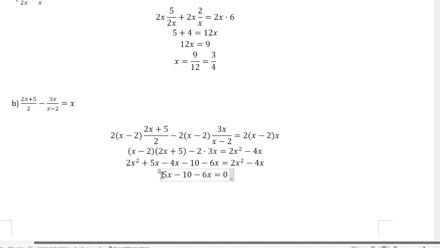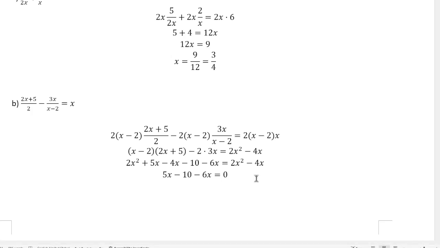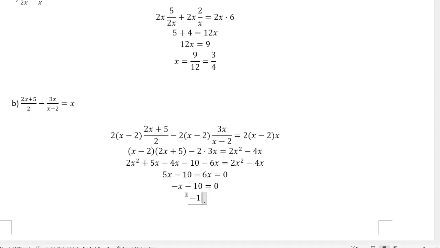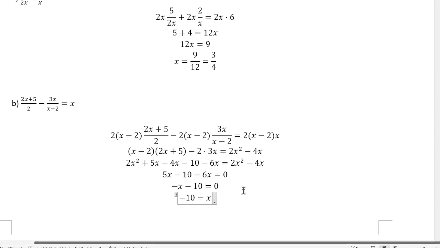Okay, and then if I do 5x minus 6x, that gives you negative x. So this is what I get after combining like terms. And if I add x to both sides, we get negative 10 equals positive x. So this is the answer. Again, check if this answer is going to make the denominator 0. It doesn't, so everything's fine.